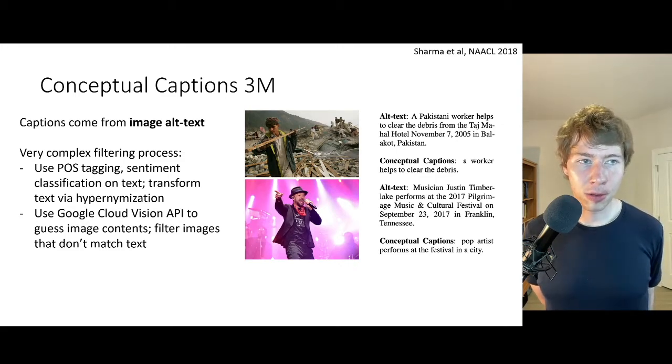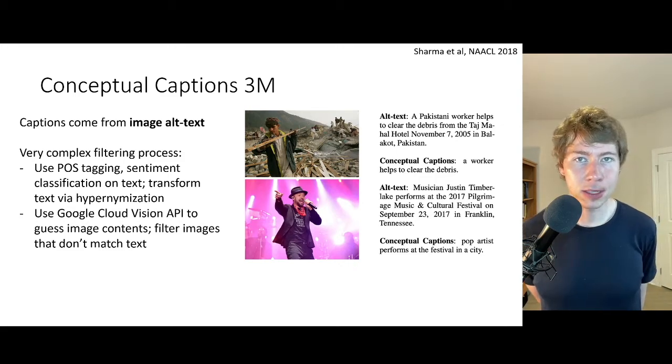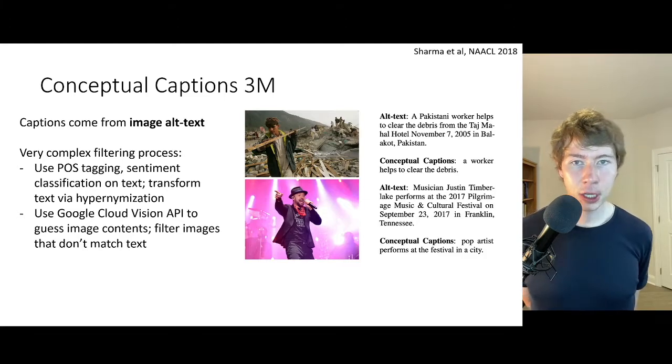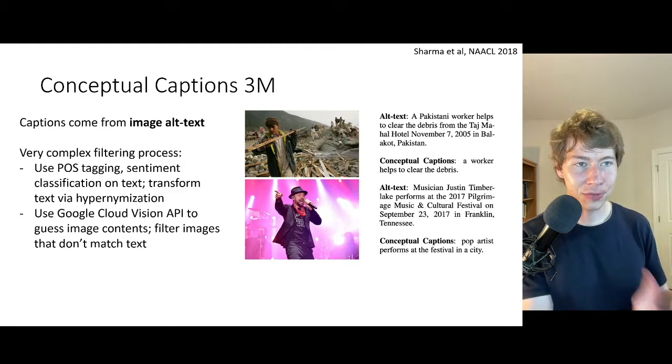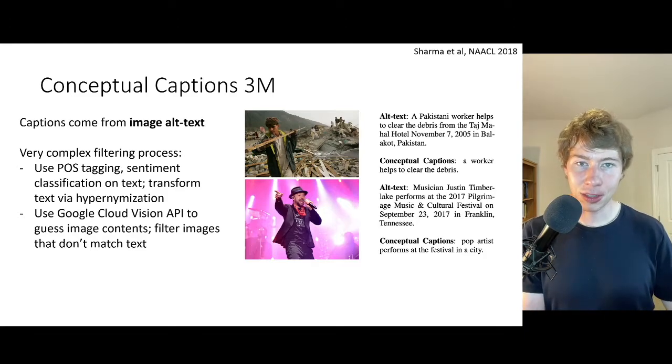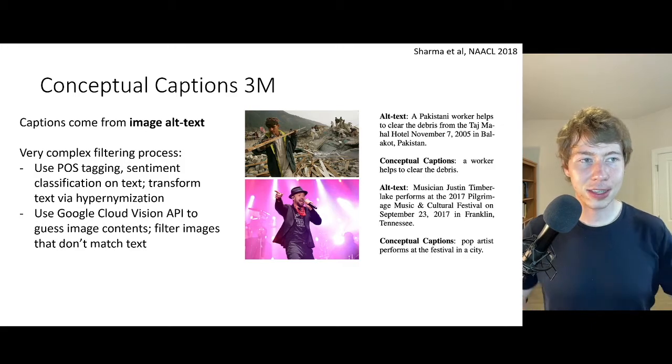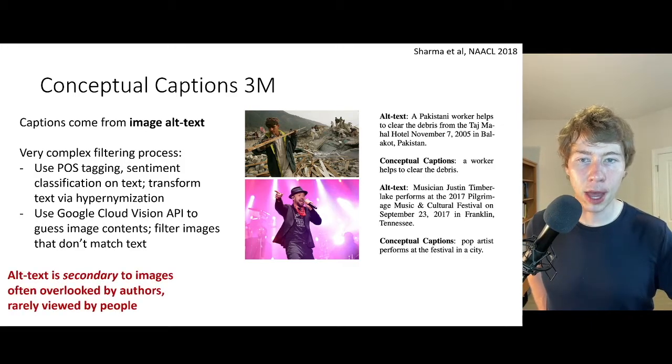The other part I find kind of troubling in this data filtering process is that they actually use Google Cloud Vision APIs to recognize the visual content in the images, and then throw away any instances where the recognized visual content does not match the nouns that are found in the text. I think this idea is very clever, but there are some problems that come out of this pre-processing pipeline.